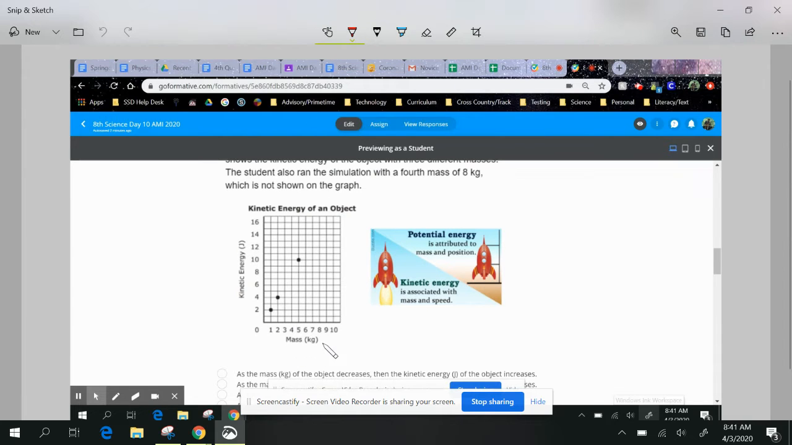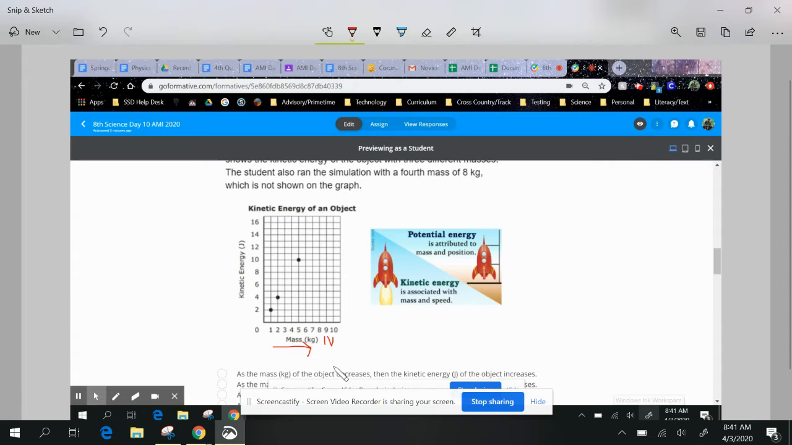Okay, so we have our IV over here, which is labeled or mentioned first. As mass does something, what happens to kinetic energy? So we already see that on our graph. Is mass increasing over time or decreasing? It's going from 1 to 10, so that's an increase. So our IV over time is increasing.